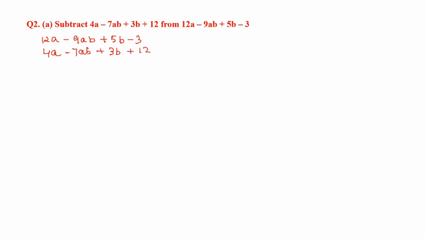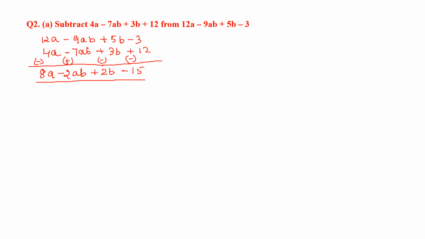Now as you are subtracting, the rule says you have to change the sign of all the terms written in the second expression. So here plus 4a will become minus, minus 7ab will become plus, plus 3b will become minus, and plus 12 will also become minus. Now 12 minus 4 will give you 8a, minus 9 plus 7 will give you minus 2ab, plus 5 minus 3 is plus 2b, and minus 3 minus 12 is minus 15. So this is the required answer.